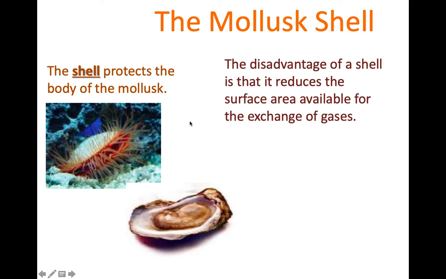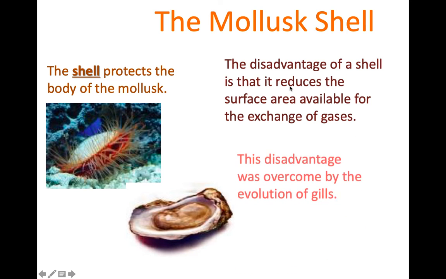Now, the disadvantage to that is, if you recall with simpler organisms like worms that we learned about in the previous unit, in order to get oxygen and get rid of carbon dioxide, simpler organisms used to just allow respiratory gases to travel through the skin. So the disadvantage to having a shell is that part of the skin of the organism is now covered by this hard structure, and that means less surface area available for exchanging gases.